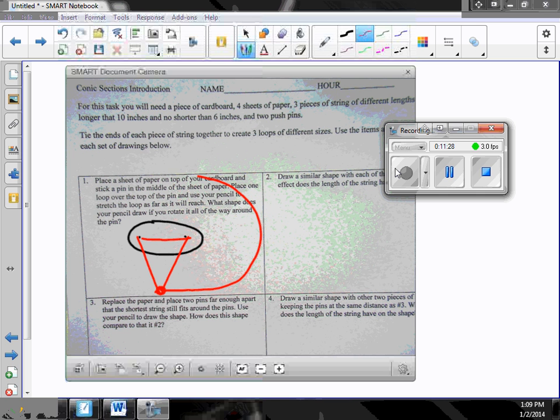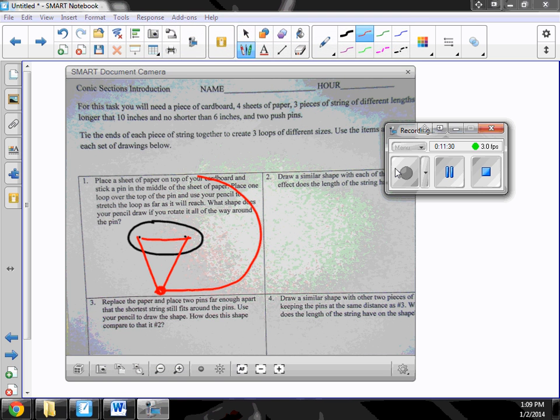Okay, now that you've drawn your shapes, most of them, let's talk a little bit about an ellipse.